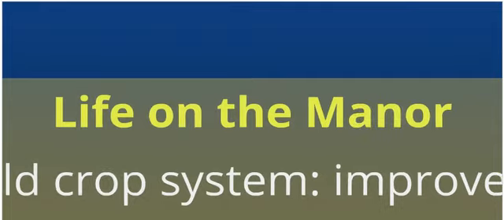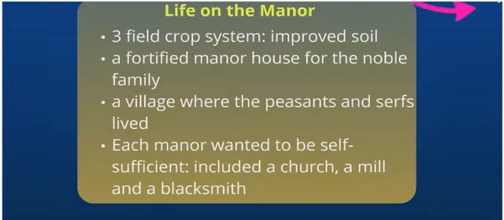Now, life on the manor. In the manor system, we see the development of new agricultural technologies, one being the three-field crop system. What this system did is it improved the soil, and you'll learn more about the three-field crop system when we look at the agricultural revolution video.